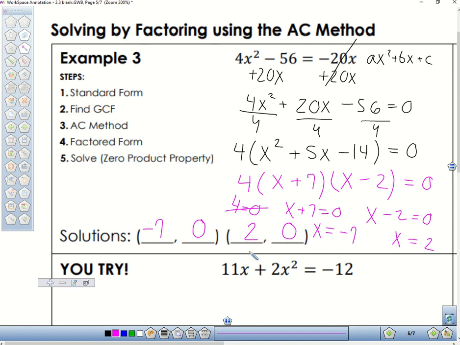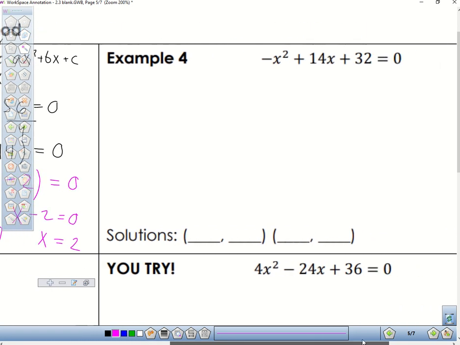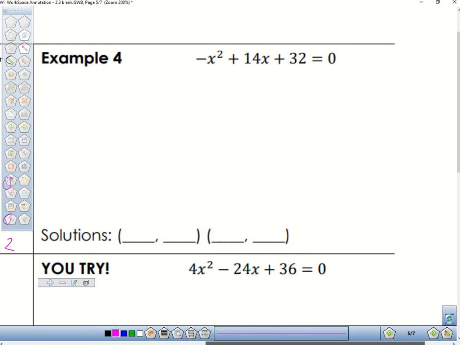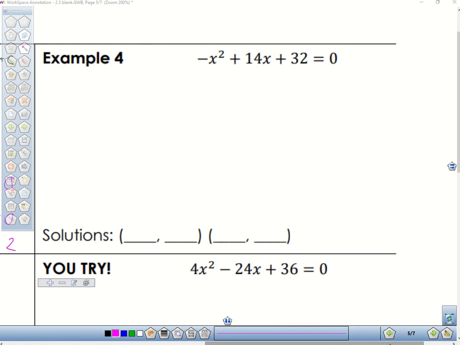So it's basically what we did on the last lesson, but we do that additional step of setting things equal to 0. That's the difference. All right, are you guys good on example 3? We'll try another one. Let's try example 4. So example 4, do we have a GCF?